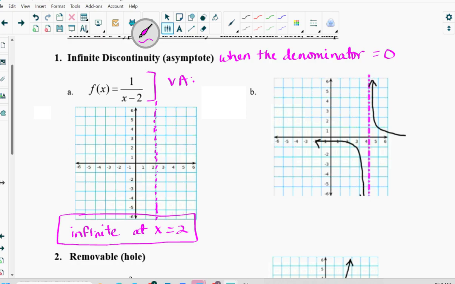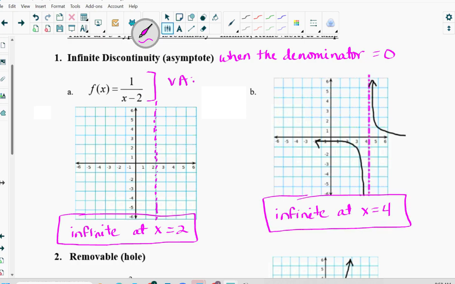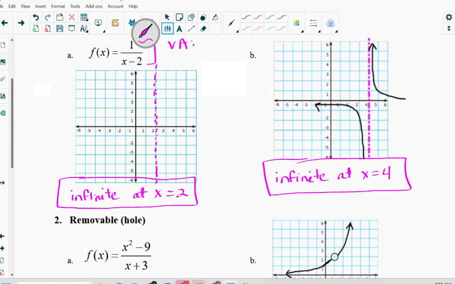So for letter B, we'd say infinite at what? At x equals 4, yeah. If you provide it, or if you just draw it, it'd be simple. Right, infinite. All right, so that's the first type, asymptotes or infinite.